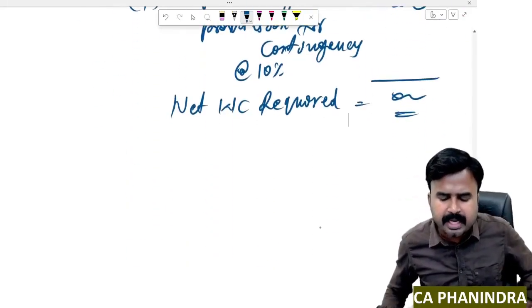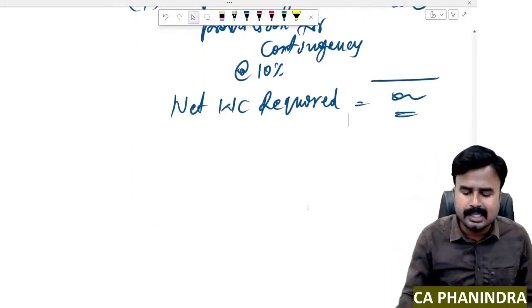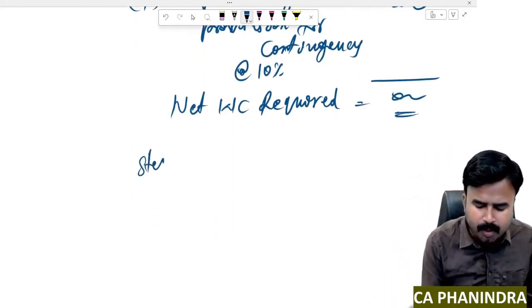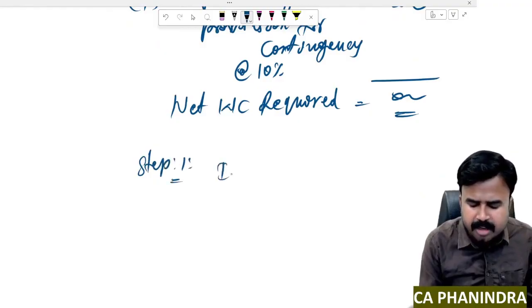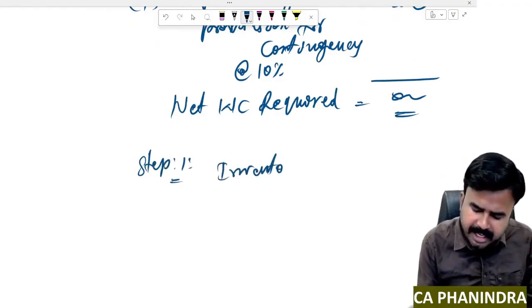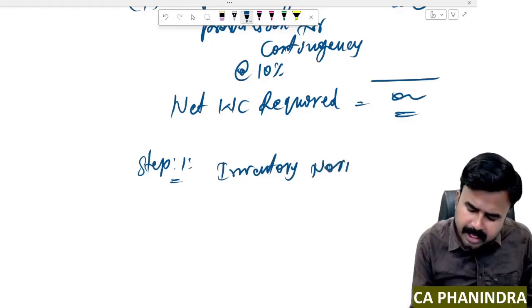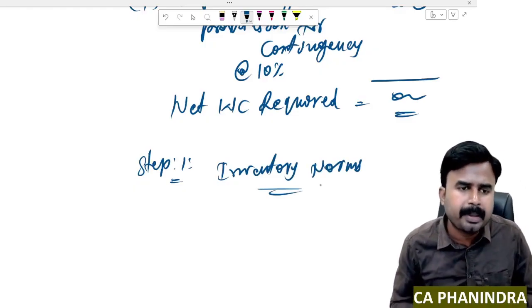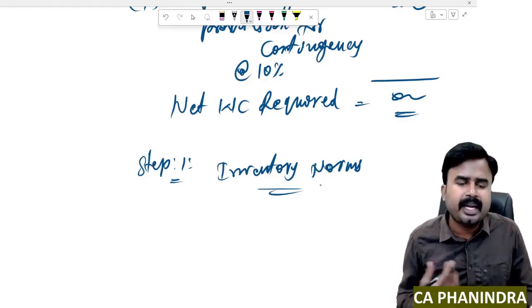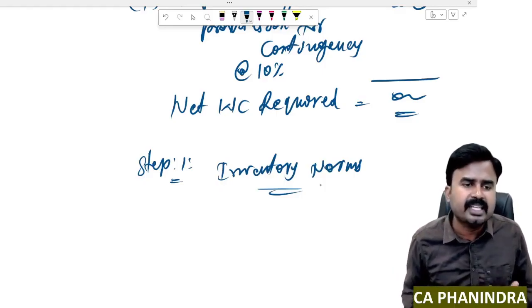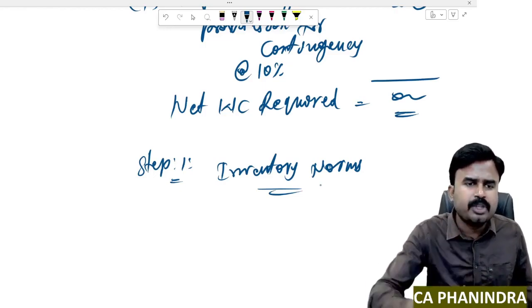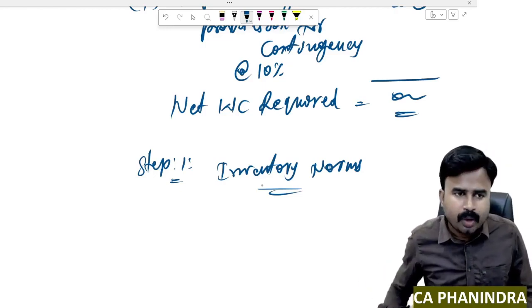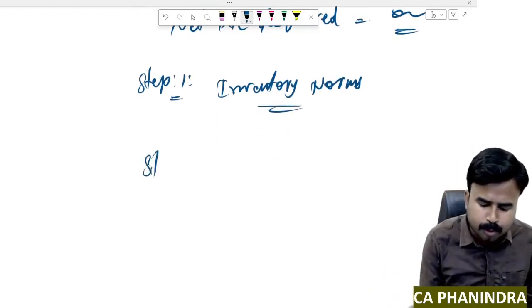Actually, the estimated working capital requirement can be handled in these 3 steps. In step number 1, you need to write inventory norms. Inventory norms means raw material holding period, work in progress holding period, finished goods holding period, debtors collection period, creditors payment period, time lag for wages, time lag for overheads. These numbers you have to write in step 1. Once it is over, then go for step 2.